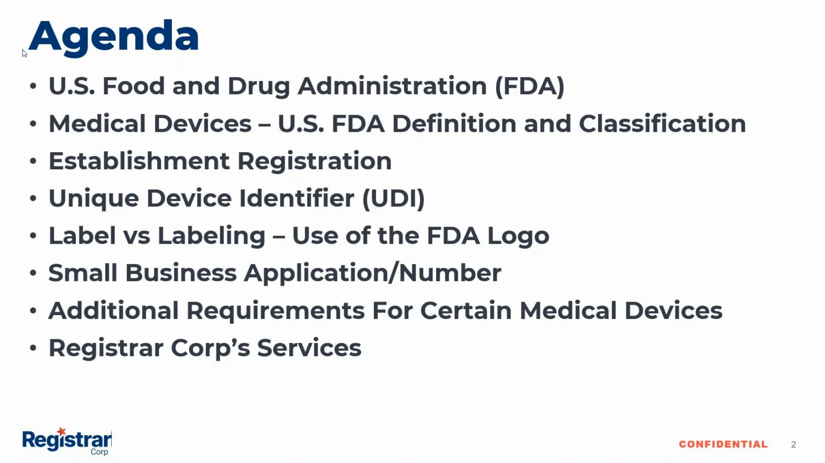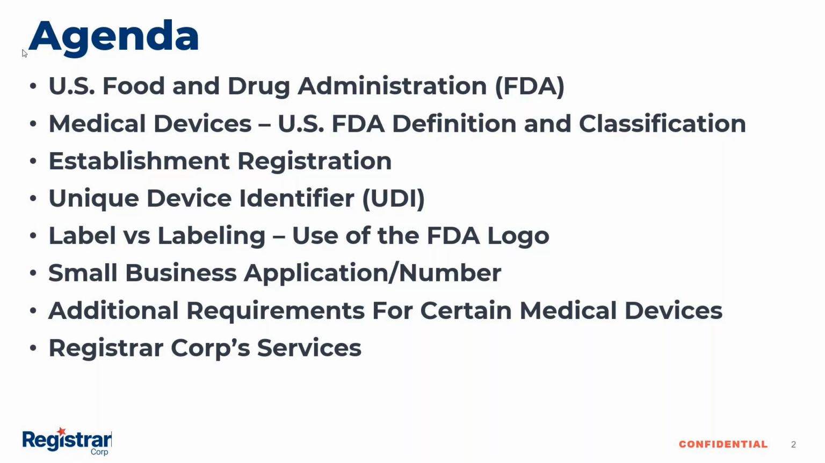Then we will talk a little bit about label versus labeling. What is the difference for the FDA? And also what we get a lot is the use of the FDA logo. So we will talk about these topics. Then there's also another one. What is a small business application / small business number? We hope we can give you some additional or also new information about that and how you possibly can save some money on that one.